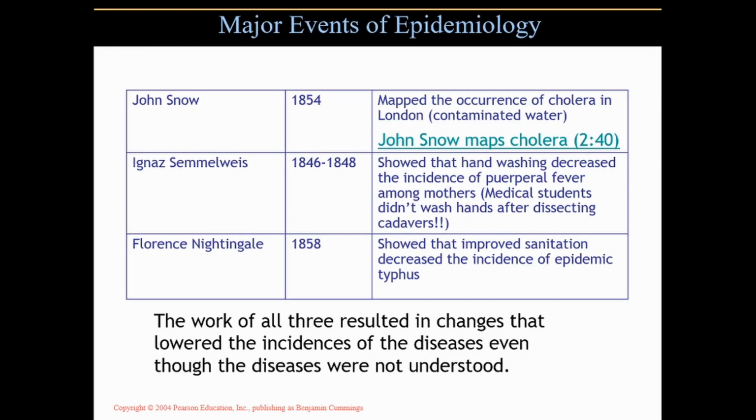Some great epidemiological studies. John Snow, 1854, mapped the occurrence of cholera in London. He made his famous 1854 map of London in the outbreak, where he put an end to it by turning off the Broad Street pump. There's a great book about it called The Ghost Map. It's such a good book. It's about how John Snow led to the ceasing of this cholera outbreak in the slums of London.